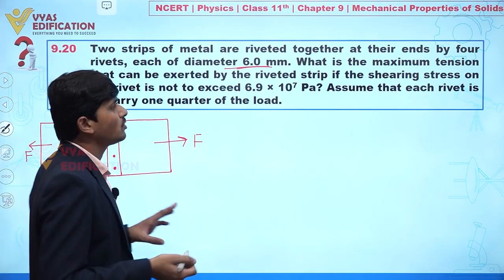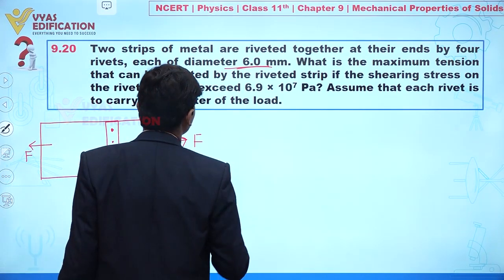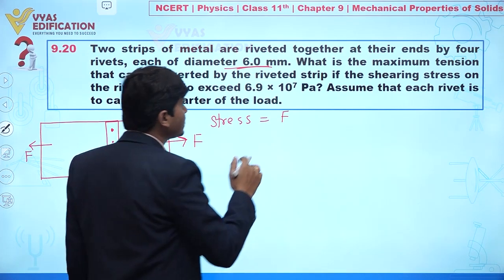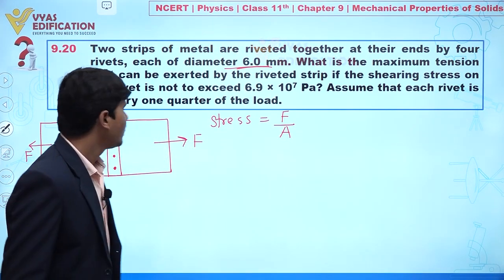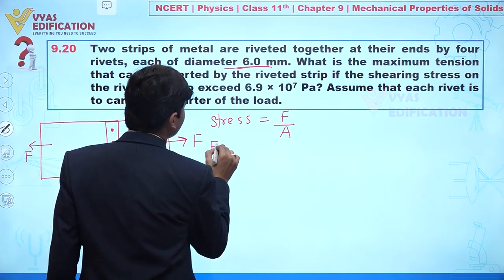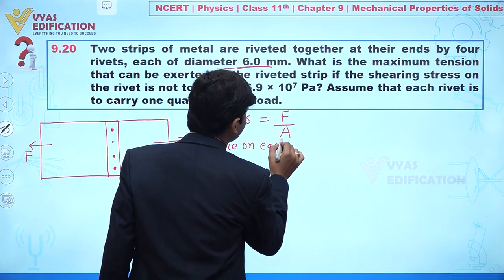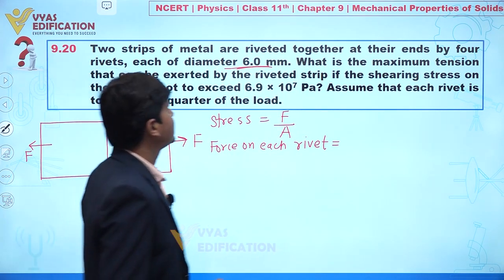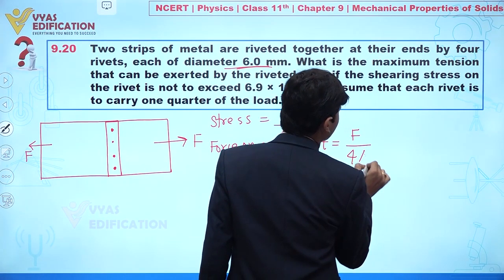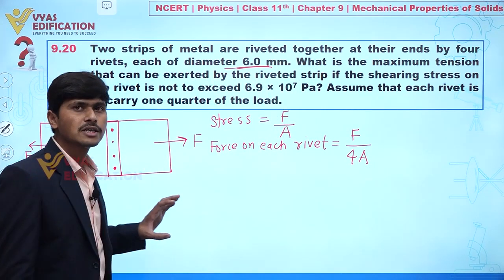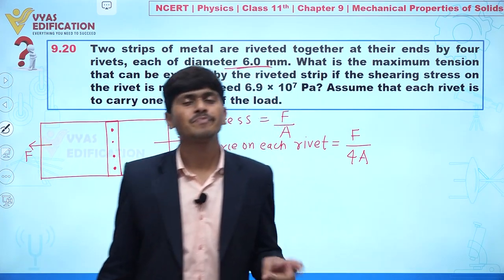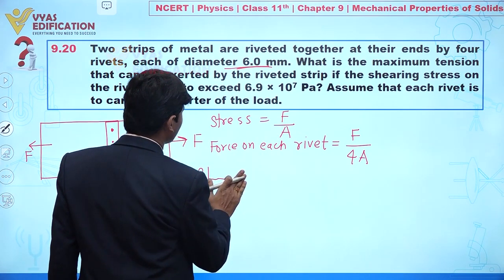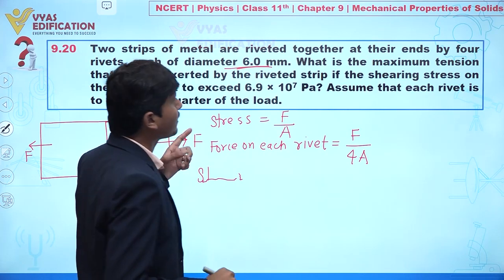So what is the maximum tension that can be exerted by the riveted strip? The maximum value of shearing stress is given. Now listen carefully. First, the stress here is shear stress, which is force per unit area. Now the force on each rivet is given by F by 4A, because we have a total of 4 rivets. Our objective here is to calculate the maximum shear stress.